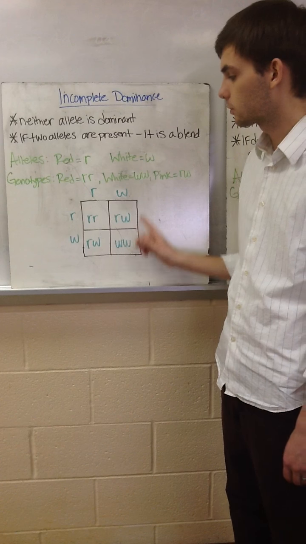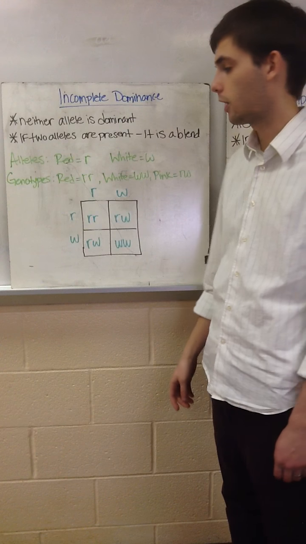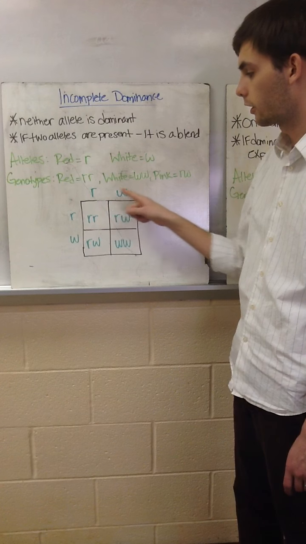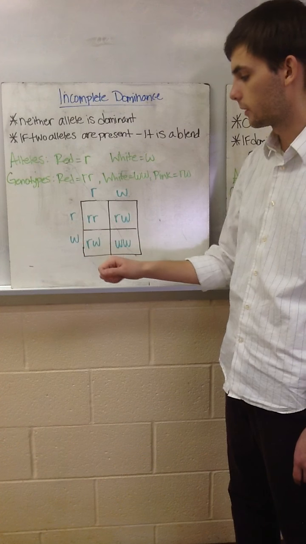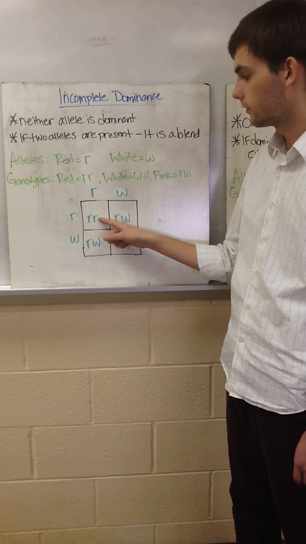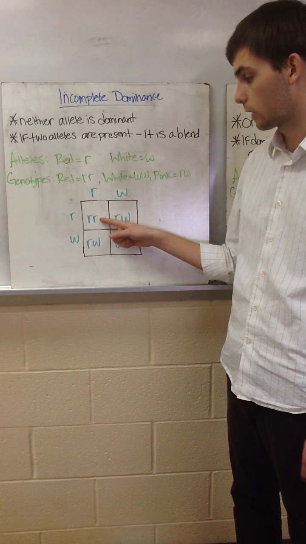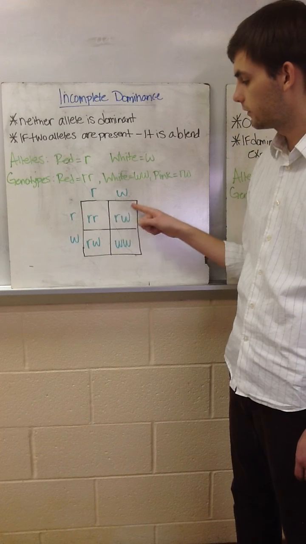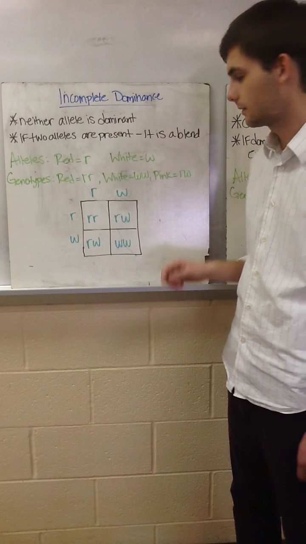And here's a Punnett square to show what an incomplete dominance problem would look like. We're crossing a pink individual, little r, little w, with another pink individual, little r, little w. And in our resulting offspring, we have a 25% chance of being red, 25% chance of being white, and 50% chance of being pink.